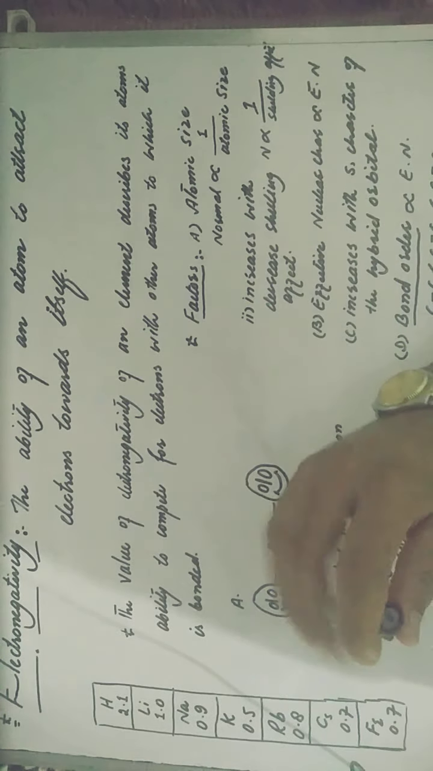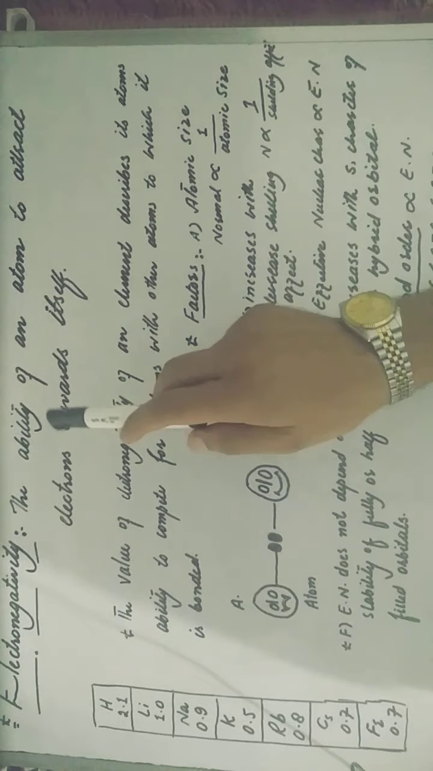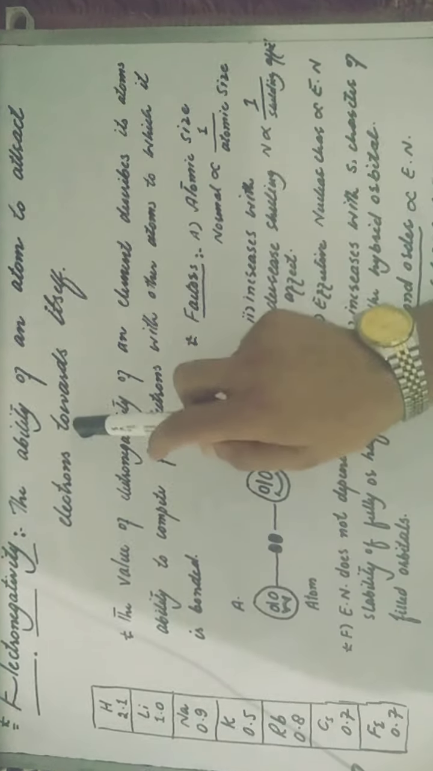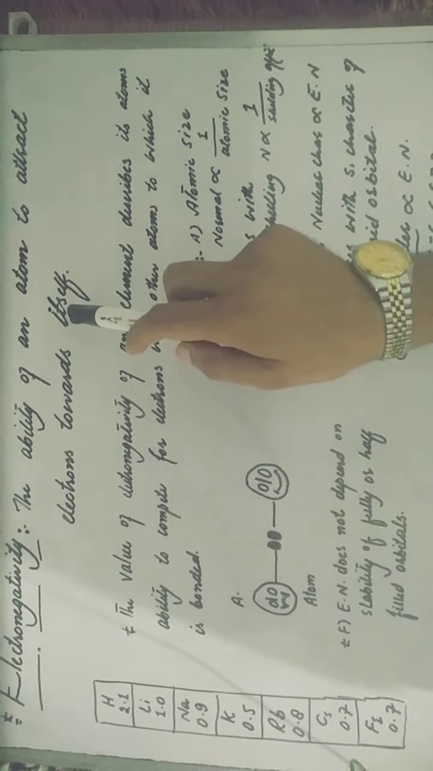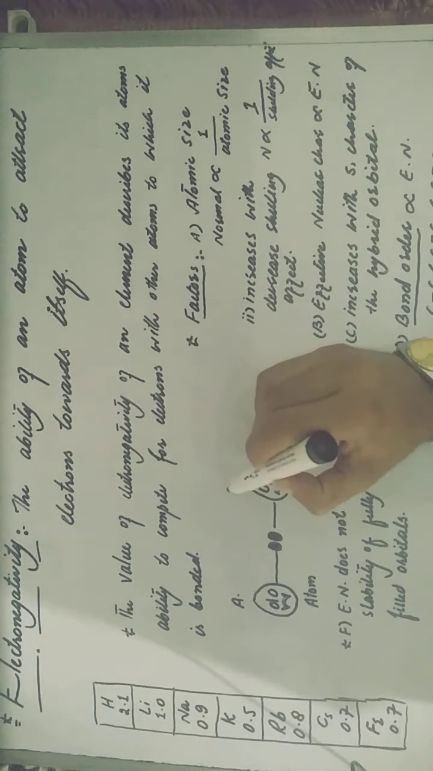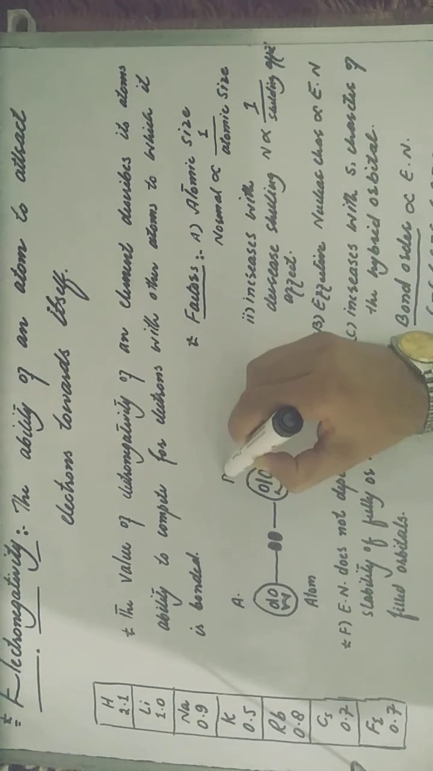Okay, now let's talk about electronegativity. Electronegativity is the ability of an atom to attract electrons towards itself in a compound or a molecule. Suppose these are two elements, atoms A and B. These two atoms are covalently bonded.